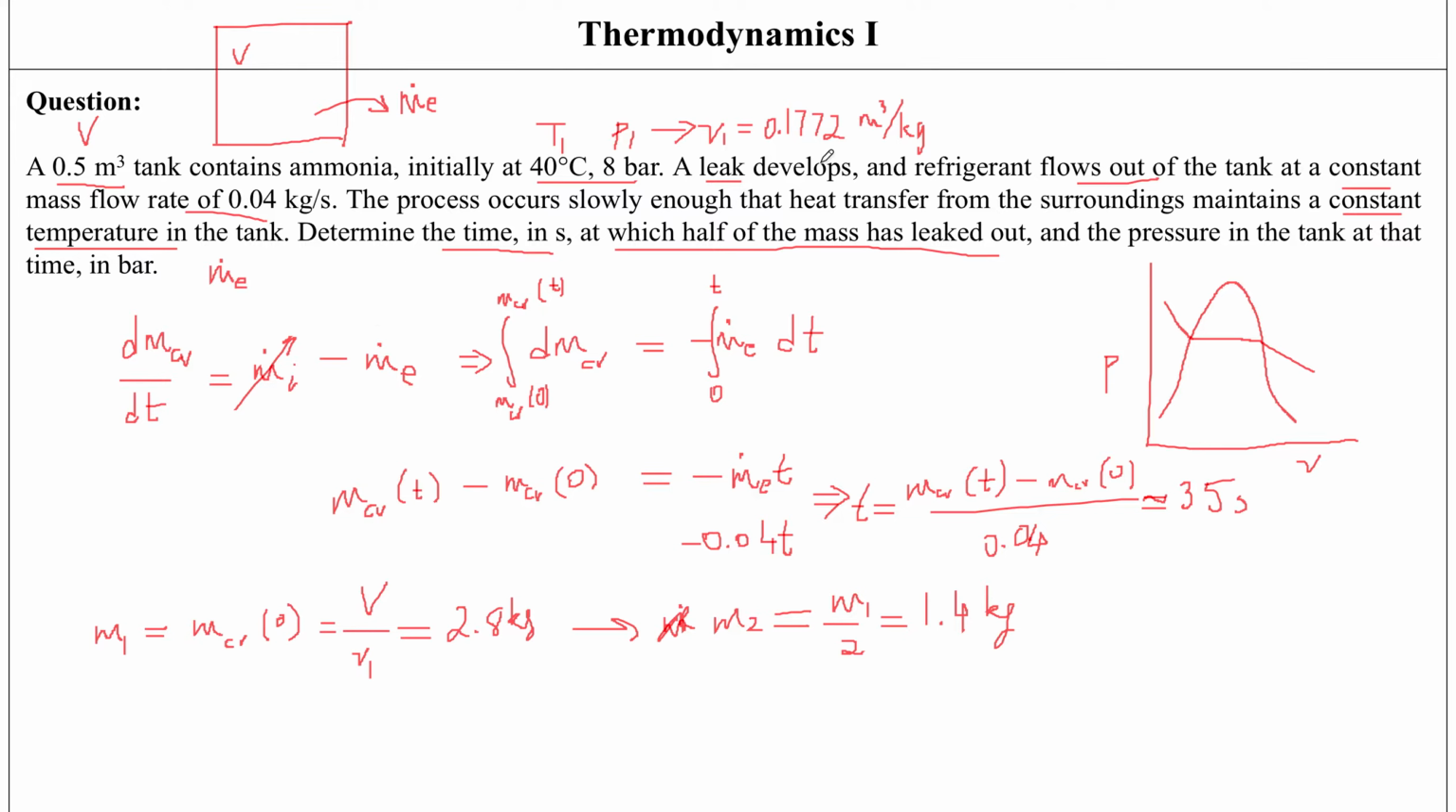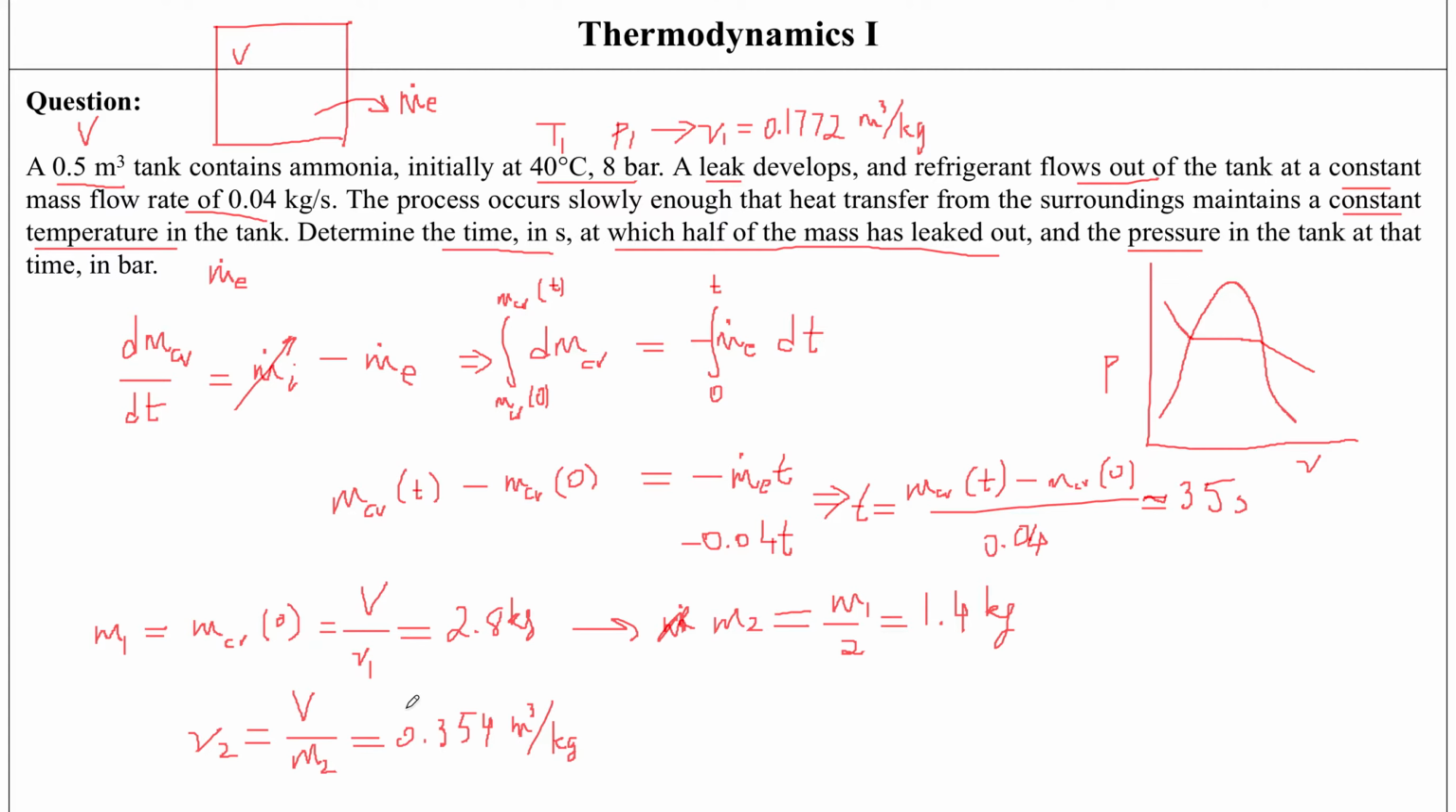Okay. And now that you've found out the time as well, you can go ahead and find out the pressure in the tank at state 2. And how are you going to do that? Again, you're going to use this same concept because you know the volume and the mass at 2. So from there, you can work out the specific volume at 2. It's going to be volume divided by mass at 2, and you're going to get some value from here. Let me write that down for you. 0.354 meter cube per kilogram.